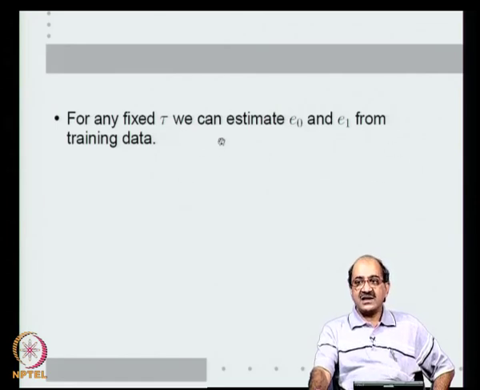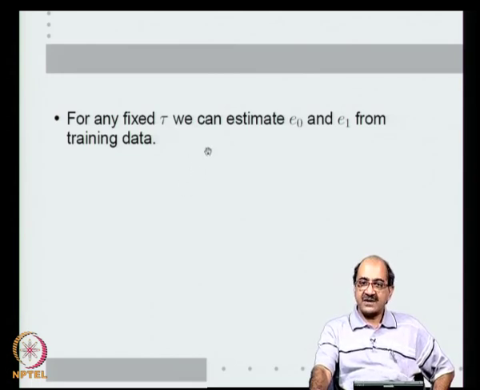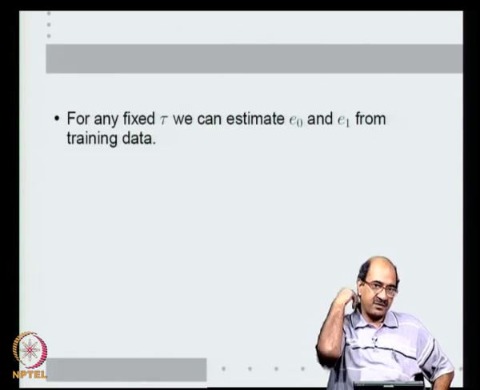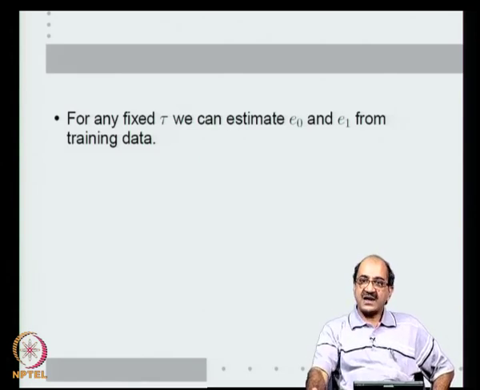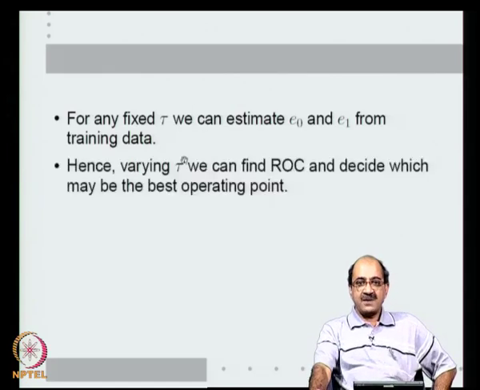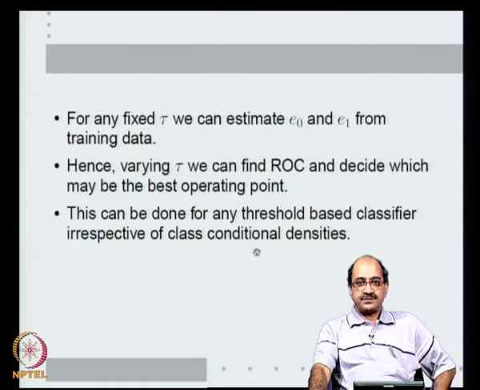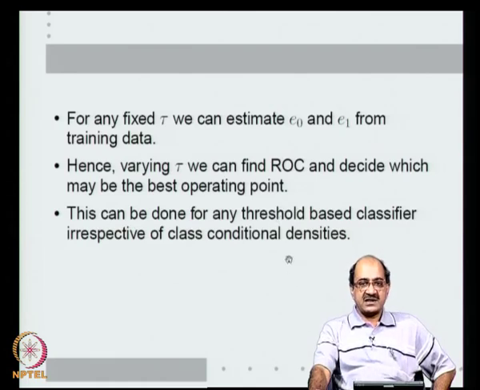Then as I vary tau, I will get different values of E 0 and E 1, and I can decide which tau is best for me, right. Even if I do not know the class conditional densities, as long as the classifier is a threshold based classifier, simply by estimating E 0 and E 1 and plotting them for various values of the threshold, I can get the whole curve and then decide which point on the curve I want to be. So, this can be done for any threshold based classifier irrespective of the class conditional densities.